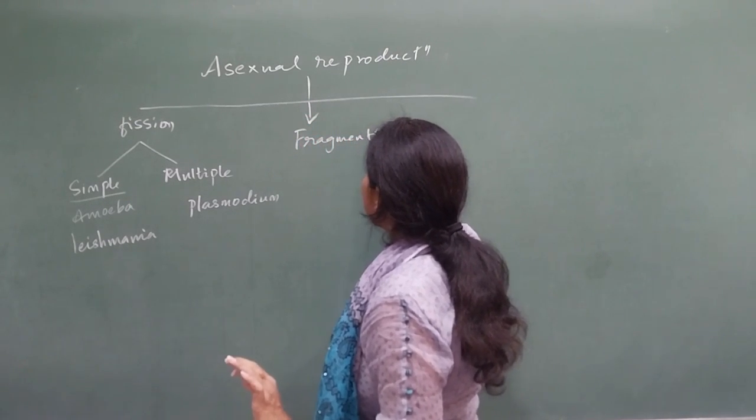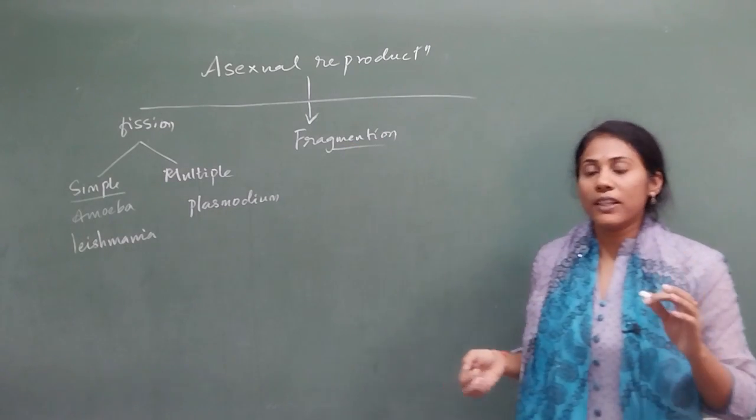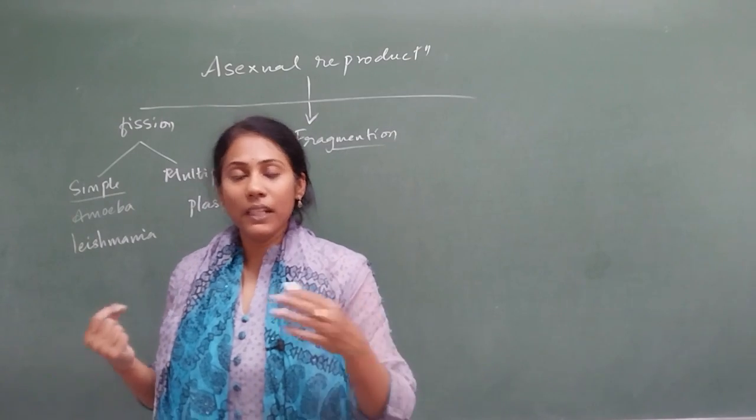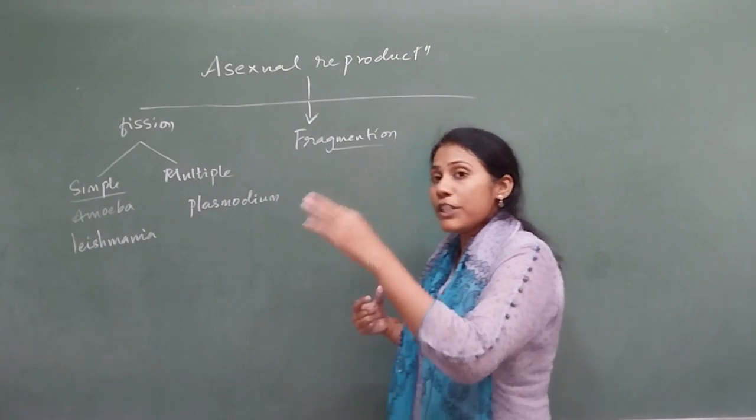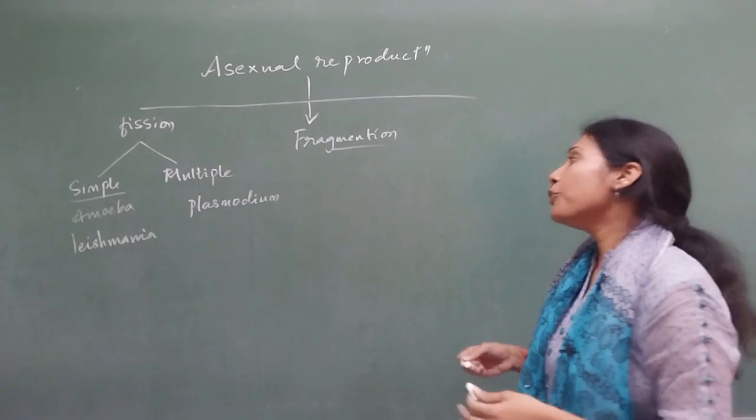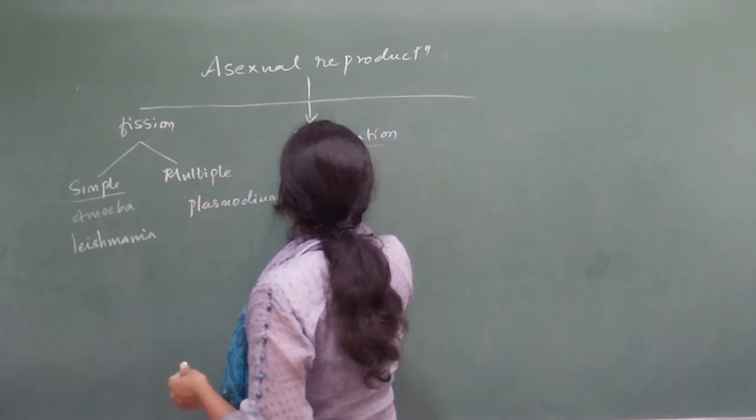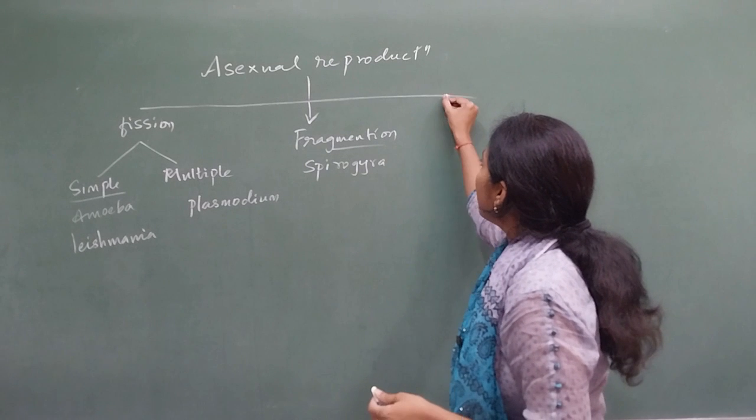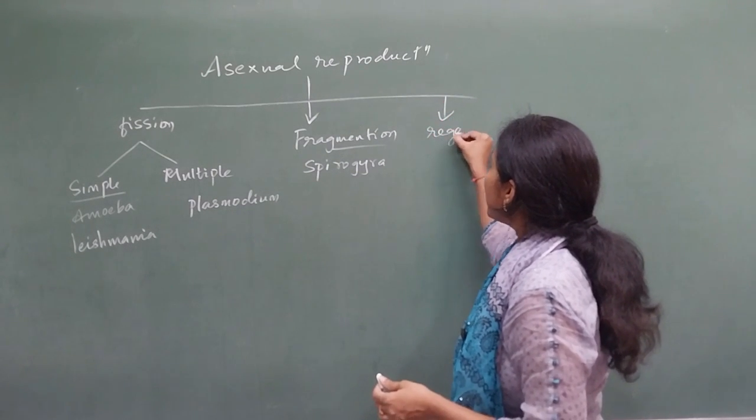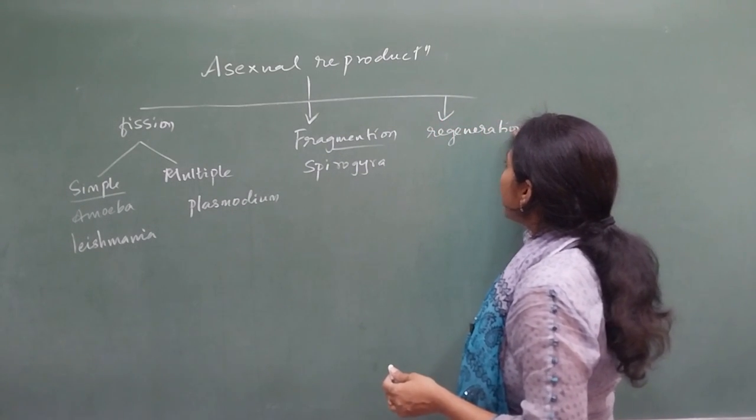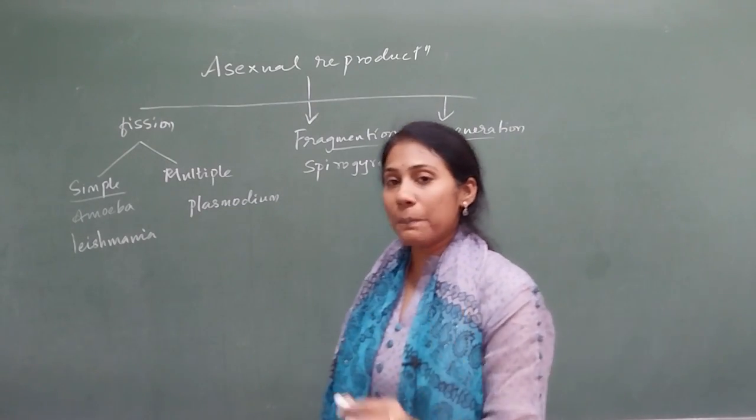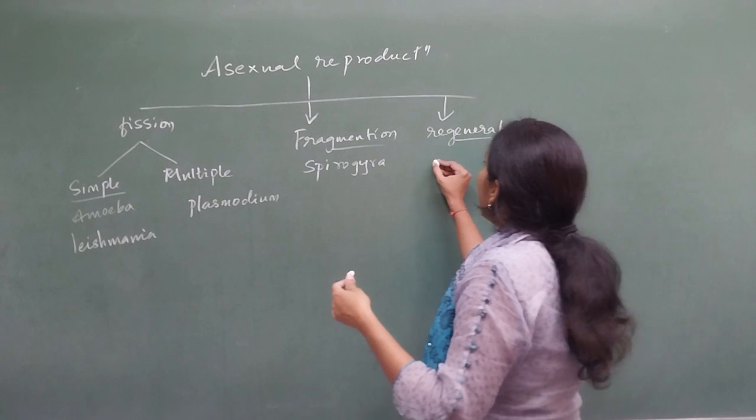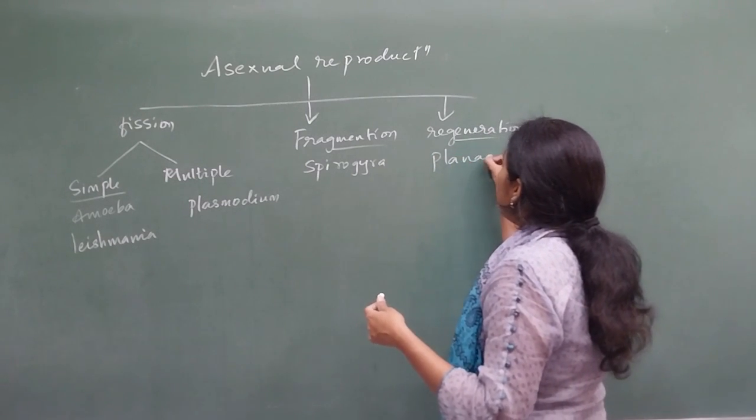Fragmentation is also an asexual mode of reproduction. So when an organism attains maturity, when the conditions are favorable, fragments get separated. Each fragment is developed as a new organism. So here the best example is Spirogyra. Okay, and after that you have studied regeneration. So regeneration, suppose if the organism is cut by a chance, each cut piece can be developed as a new organism. That you understood in the example planaria.